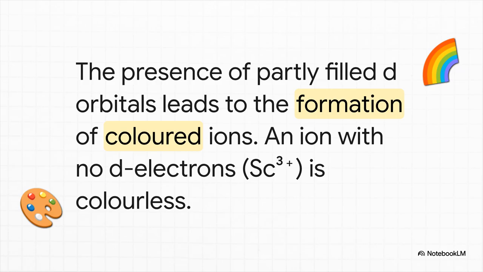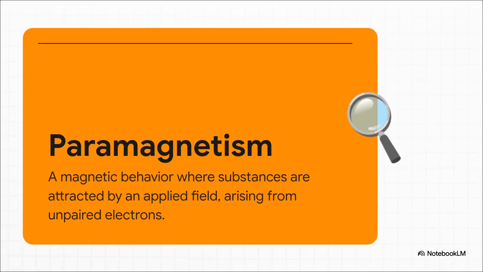Next up, their second superpower, color. It's all because of those incomplete d orbitals. The energy gaps are just right for electrons to absorb certain colors of light when they jump between levels. The color that doesn't get absorbed is what bounces back to our eyes. That's why copper solutions are blue and nickel solutions are green. And it makes sense, right? If you have an element like scandium that's lost all its d electrons, there's nothing to absorb the light, and poof, it's colorless. They've also got magnetic personalities.